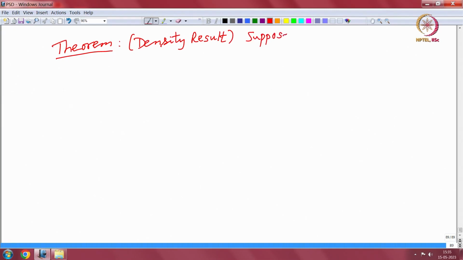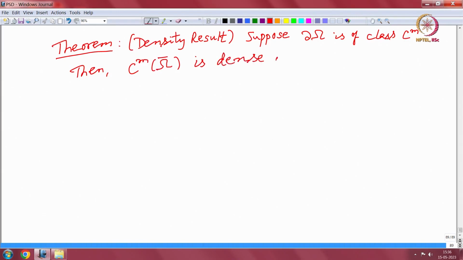Okay, so suppose omega is a bounded domain. Suppose, so I'll just write the condition, the boundary is of class CM. Then CM omega bar is dense in HM omega.